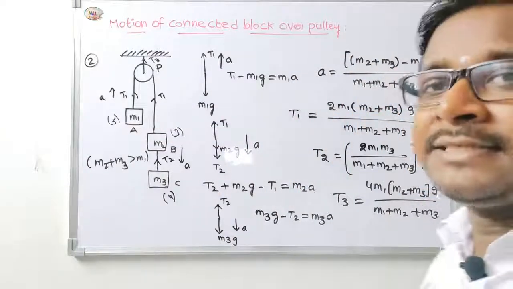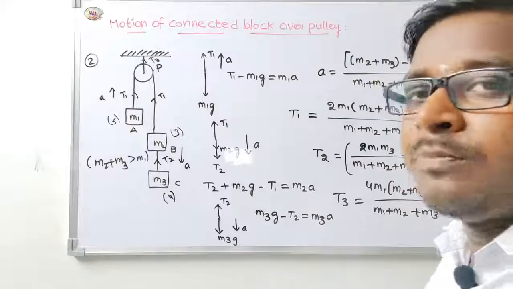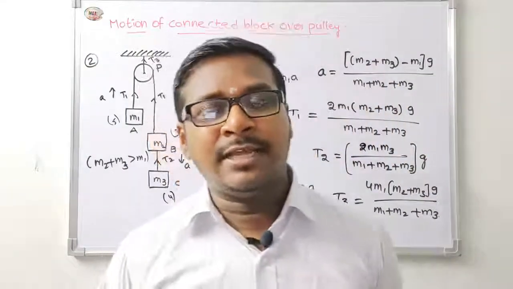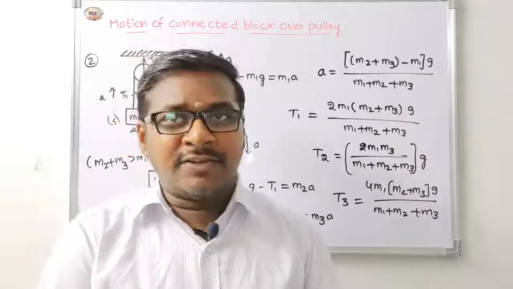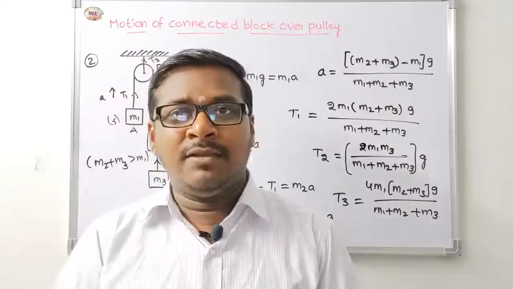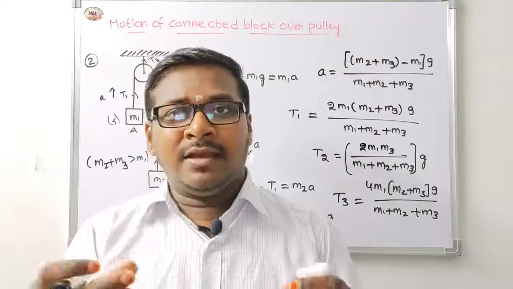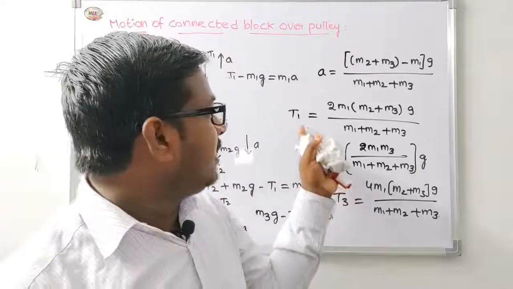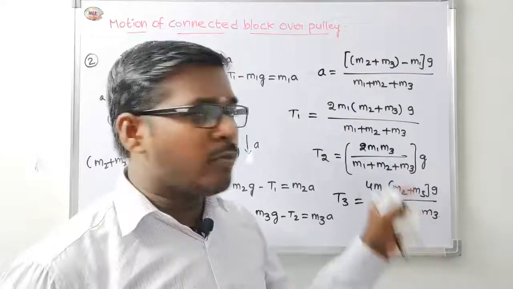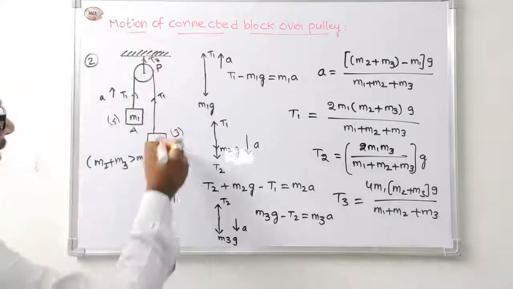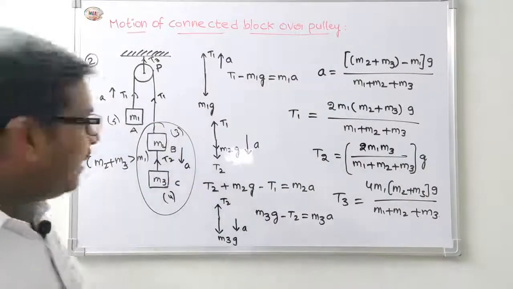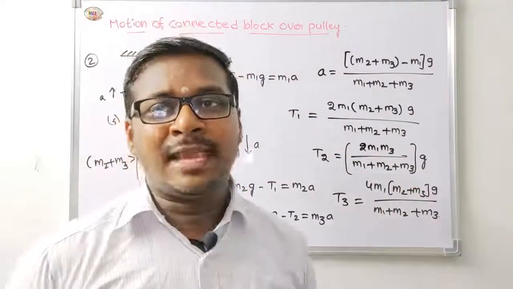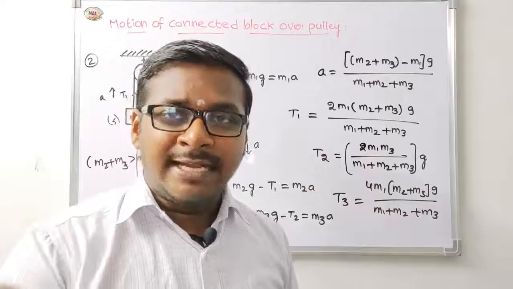Then find out acceleration. A is equal to m2 plus m3 minus m1 by m1 plus m2 plus m3 into g. Then T1, as in the previous condition, the first condition with a two-block system passing over a pulley, is 2 m1 m2 by m1 plus m2. In the same way, T1 is equal to 2 m1 into m2 plus m3 into g by m1 plus m2 plus m3.